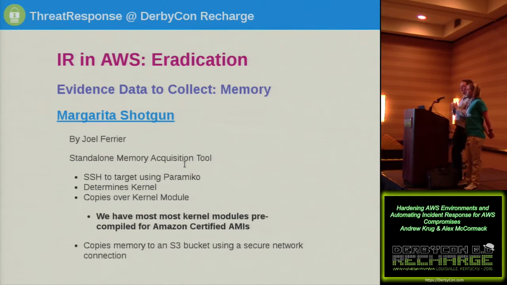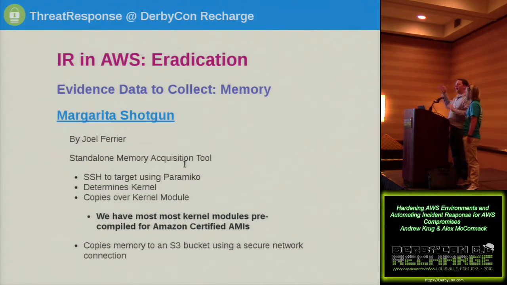One of our team members, Joel Ferrier, wrote this awesome tool called Margarita Shotgun. It's completely standalone. If you don't want to use AWS IR, you can use Margarita Shotgun on your own. But what Margarita Shotgun does is, people familiar with LiME, memory acquisition with LiME? The thing about LiME is you've got to have those kernel modules pre-built, and there's a lot of piping stuff over the network, and maybe that's in the clear. So Margarita Shotgun wraps all of that.